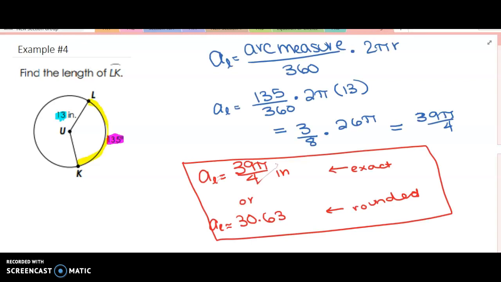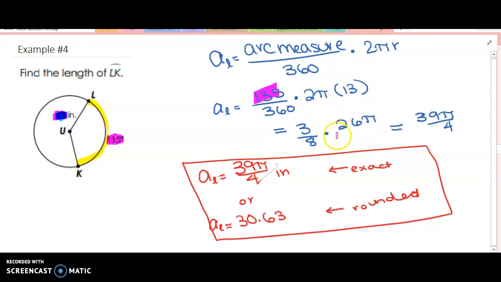All right, let's look at this. Okay, so we're just going to use the formula we've been using. Okay, and our arc measure is right here. It's 135. So 135 over 360 times 2 pi r. Our r is 13, so I plug 13 in there. So 135 over 360 reduces to 3/8. 2 times 13 is 26.